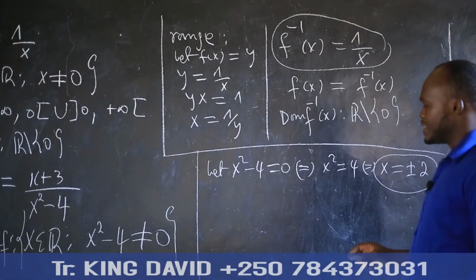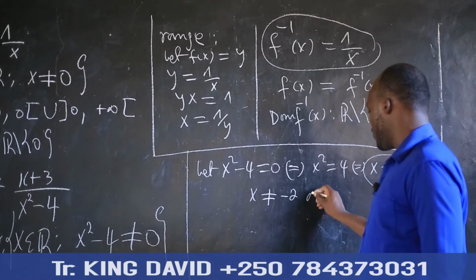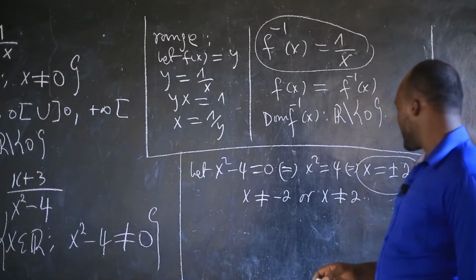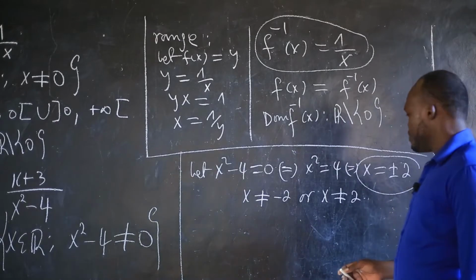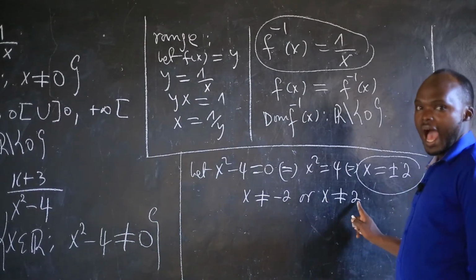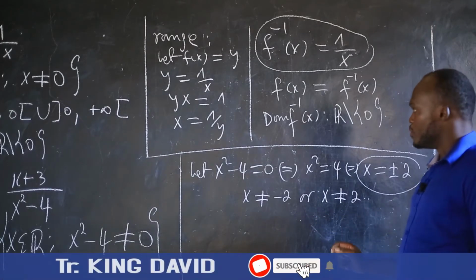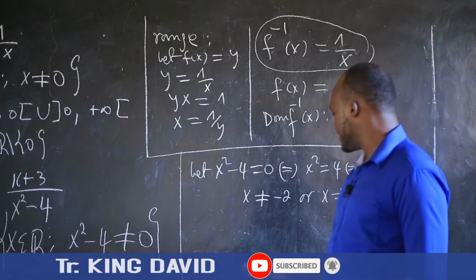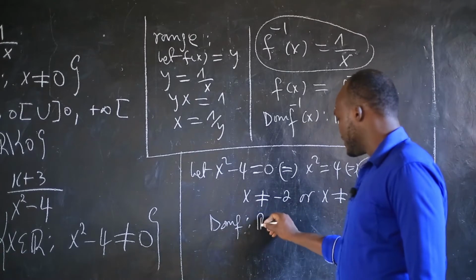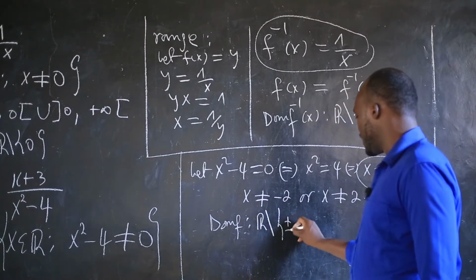What does it mean? It means that x is different from negative 2 and x is different from 2. So when you say a real number, we mean from negative infinity to positive infinity, except negative 2 and 2. So the domain is the real numbers except negative 2 and 2.